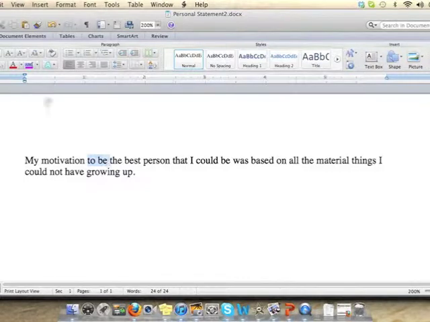Here's our first to be. Here's one more. And here's another one. I think 3 forms of the verb to be in one sentence is far too many. Especially when we have a great word right here. I'm going to take this word motivation and build the sentence around that.